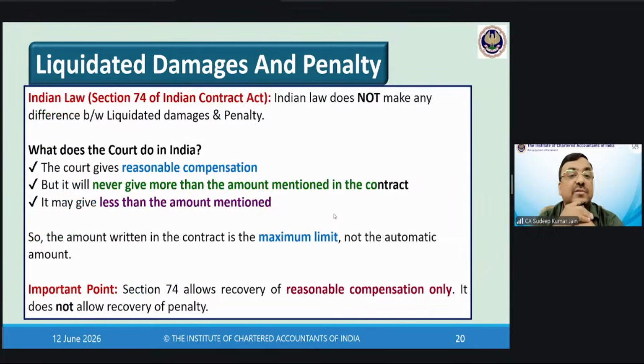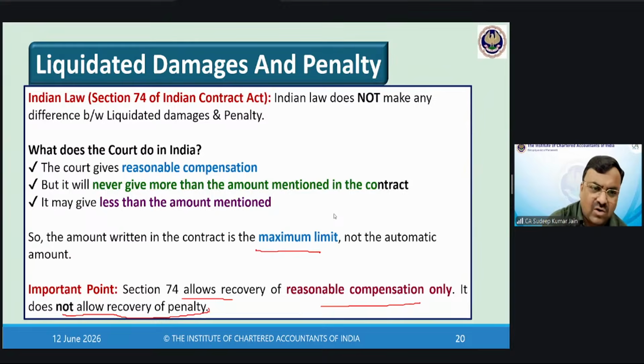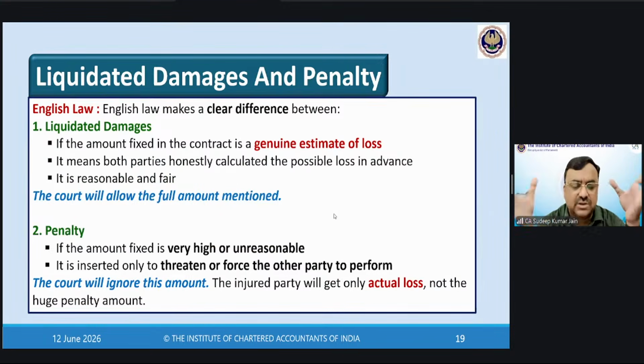But in case of Indian law, Section 74 of the Indian Contract Act provides that Indian law does not make any difference between liquidated damages and penalty. What does the court do in India? The court gives reasonable compensation, but it will never give more than the amount mentioned in the contract. It may give less than the amount mentioned. So the amount written in the contract is the maximum limit, not the automatic amount. Important point: Section 74 allows recovery of reasonable compensation only. It does not allow the recovery of penalty. So it is almost the same thing in English law and Indian law.